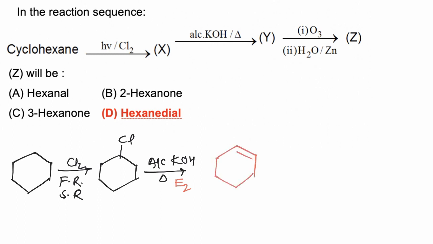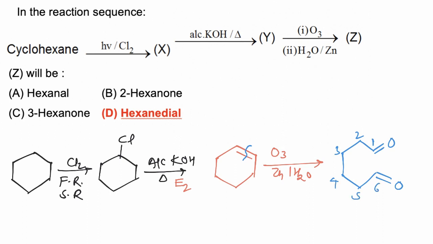cyclohexene molecule. Now this cyclohexene molecule on reductive ozonolysis with ozone and zinc water, this double bond is broken and it will be converted to a carbonyl group. So ultimately, this product is formed. Now this molecule has 1, 2, 3, 4, 5, 6 carbons, and at the first and sixth positions an aldehyde is present. So the name of the molecule is hexane-1,6-dial, and hence the correct answer is D.